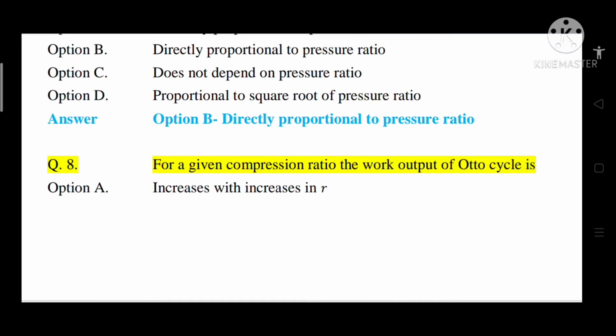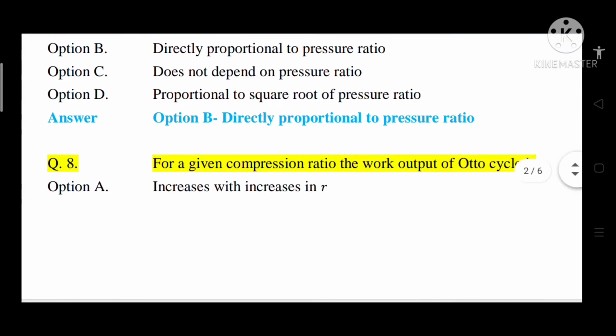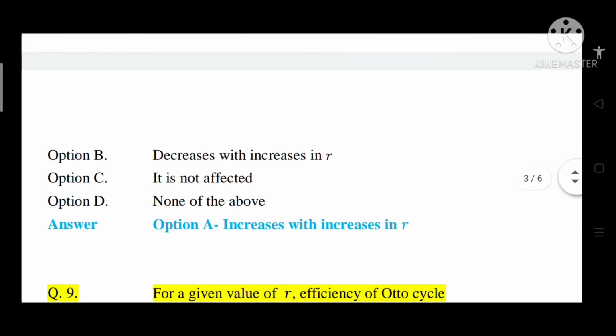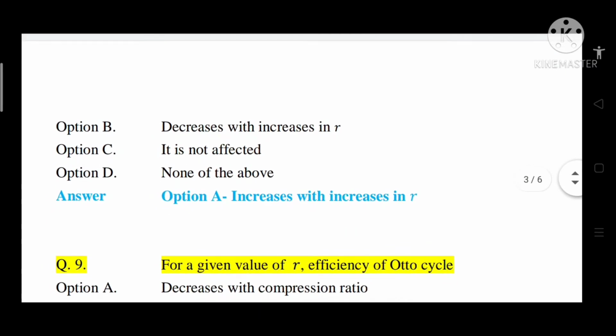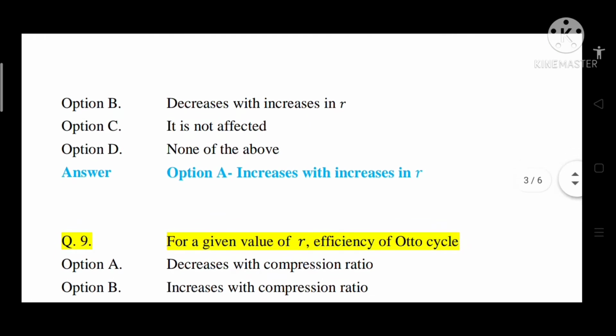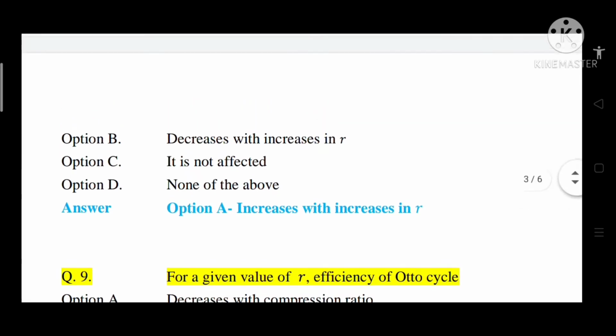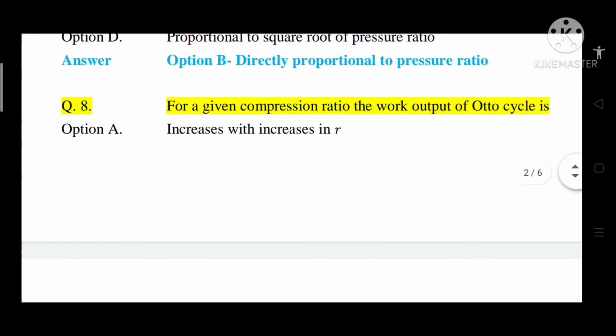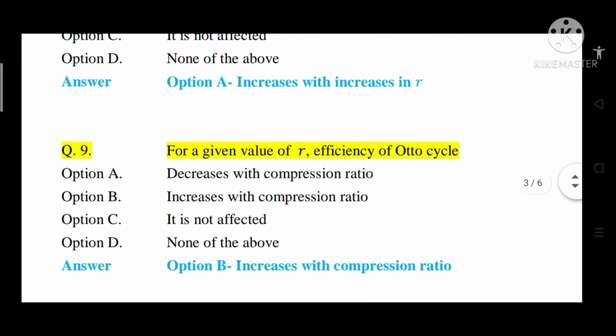Question number 8. For a given compression ratio, the work output of the Otto cycle is option A increases with increase in R, option B decreases with increase in R, option C it is not affected, option D none of the above. So the correct answer is option A, that is increases with increase in R. If the value of R increases, definitely the output of the Otto cycle also increases. So option A is correct.